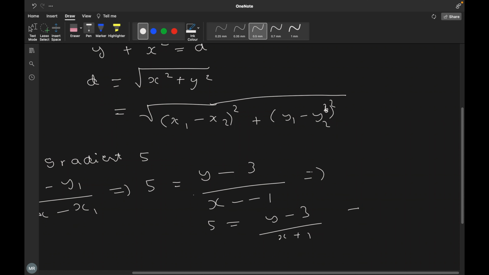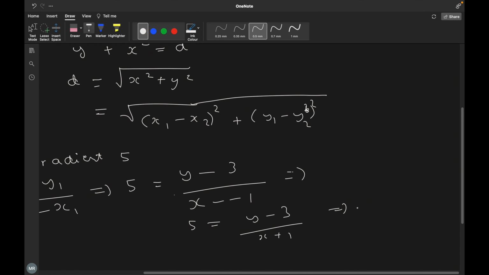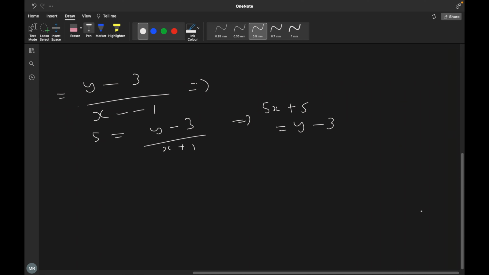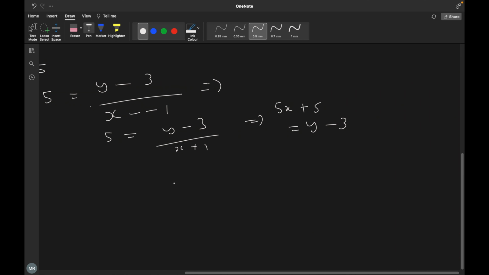Now let's cross multiply it. We get 5x plus 5 equals y minus 3. So y minus 3 equals 5x plus 5. And then if we solve this, write it in the gradient intercept form, we get y equals 5x plus 8. So this is our final answer in gradient intercept form.